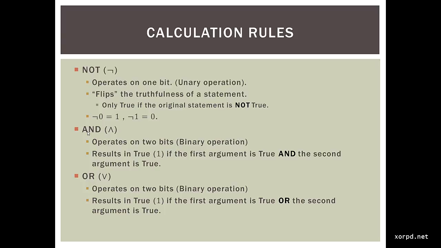The OR operator. It operates on 2 bits, which is a binary operator, just like the AND operator. This operator, the OR operator, results in true only if the first argument is true or the second argument is true. So the marked words here, not, and, or, are easy ways to remember the operation of the not, and, or operators.